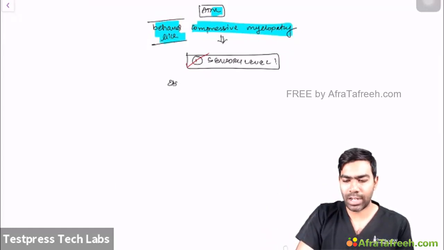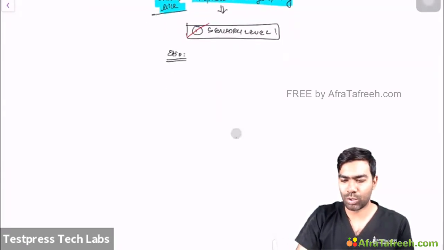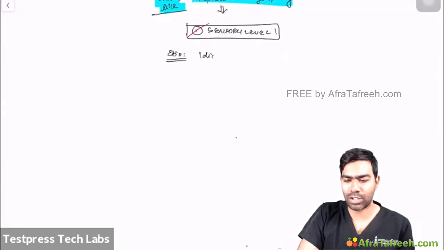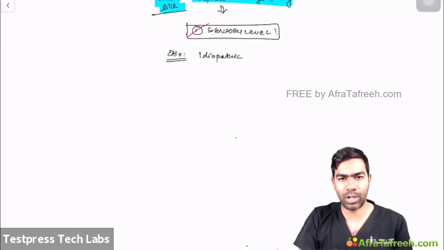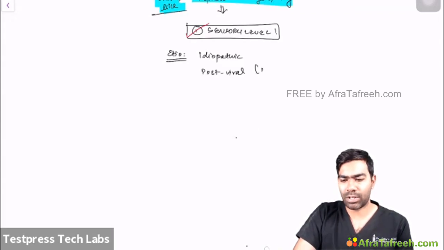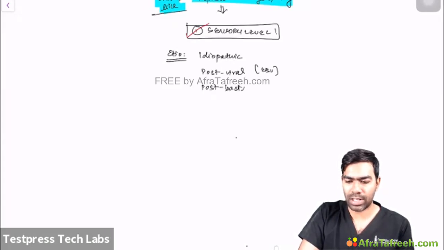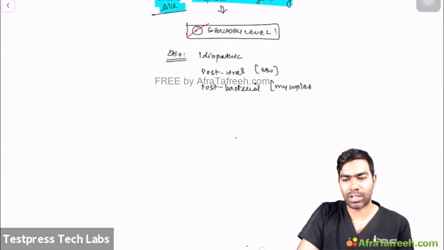So what are the etiologies? There are a few etiologies that you need to know for exams. The first and most common etiology is idiopathic. We think it's due to some viral infection, but we don't know the exact etiology. Most of the time it will be idiopathic. It can happen after a known viral infection, for example Epstein-Barr virus infection, or after a bacterial infection like Mycoplasma. Very commonly asked in exam: EBV and Mycoplasma. After that, you can get acute transverse myelitis.